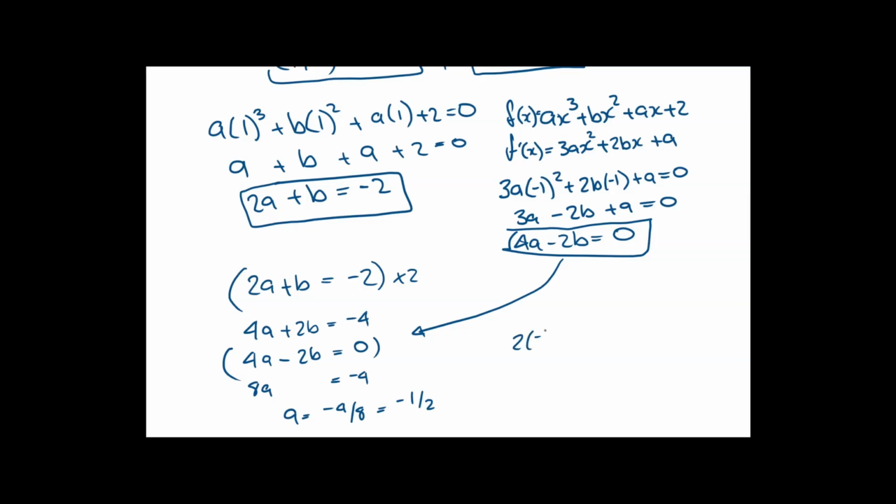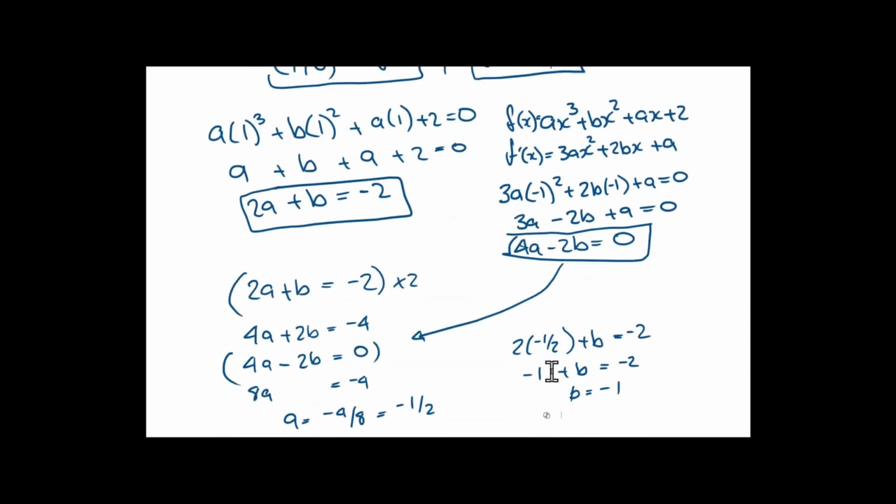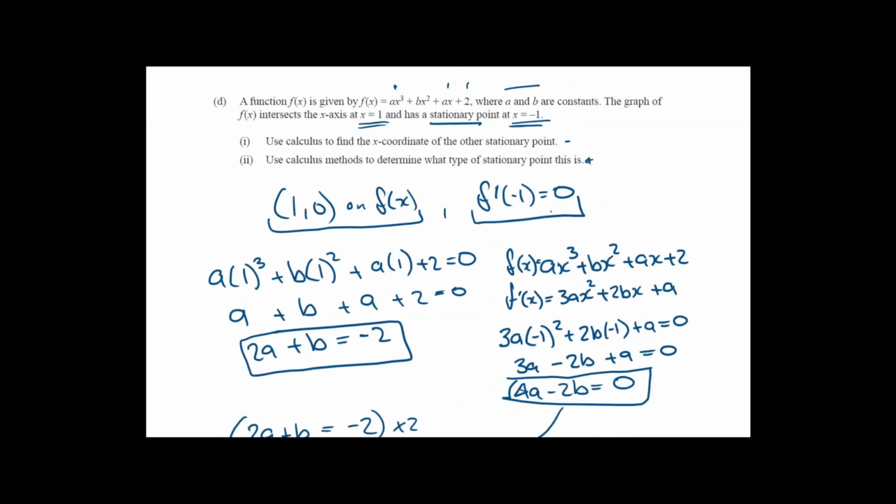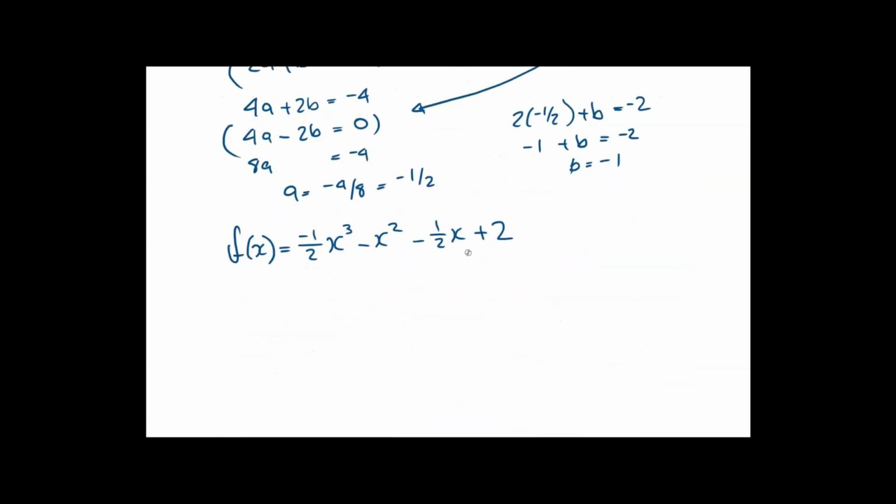So 2 times negative a half plus b equals negative 2. So 2 times negative a half is negative 1 plus b equals negative 2. So b must equal negative 1. And now we have everything we need to solve. We know that a is negative a half and b is negative 1. So I'm just going to copy this down, and then we're going to get to solving it. Okay, so what I've done now is substituted in the values for a and b. And now I'm going to go ahead and differentiate it.